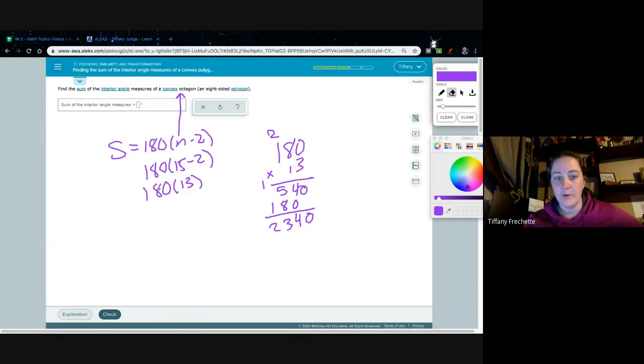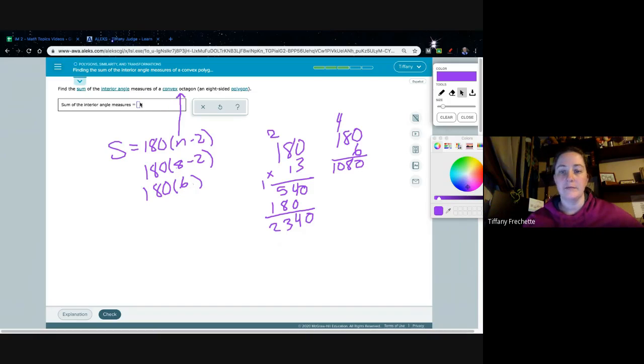So let's see. I'm going to just change a little bit here. Just going to be a little bit lazy instead of rewriting the whole thing. So this one, it's talking about an octagon. And they're being nice enough to tell you what octagon means. An octagon is an 8-sided figure. So we're going to put 8 in here. And then 8 minus 2 is 6. So then I have 180 times 6, and I get 1,080.